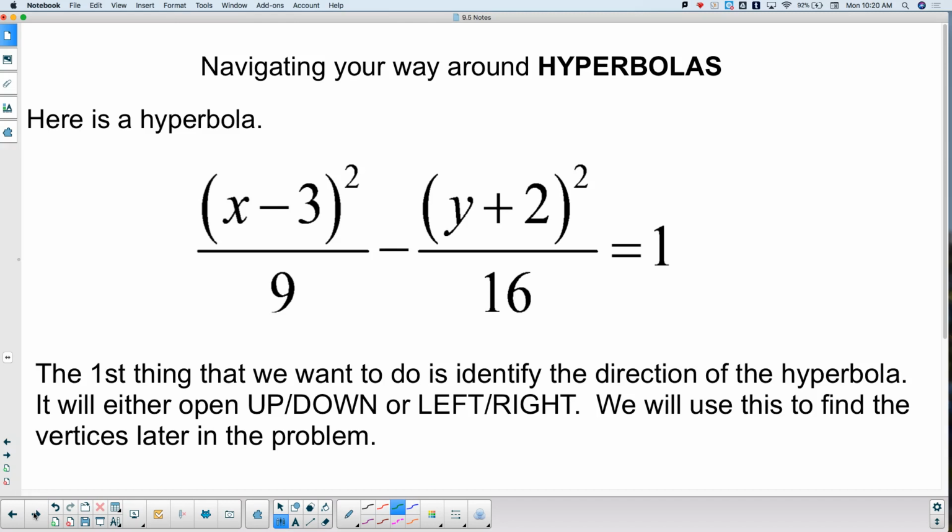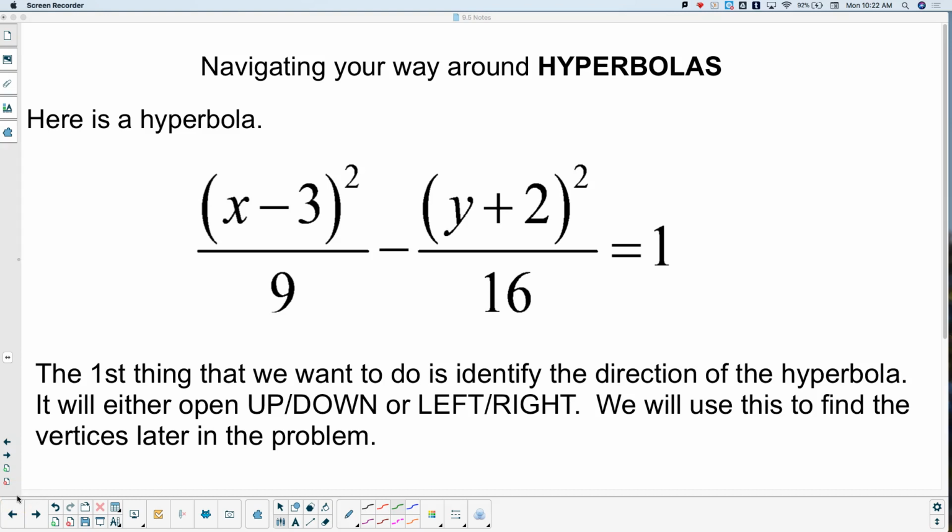So, this is the first equation of the hyperbola that I would like to graph. Quantity x minus 3 squared divided by 9 minus quantity y plus 2 squared divided by 16 equals 1. Oops, that reminds me, I forgot you had said we need some graph paper.